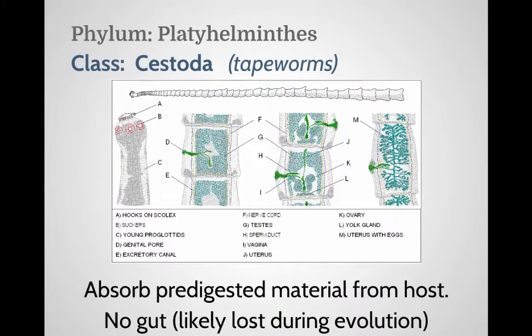One interesting aspect of the Cestoda that's different from some of the other species is that they don't have a gut. They just absorb pre-digested material from their host. And this loss of a gut probably happened during evolution because it was already living amongst pre-digested food.